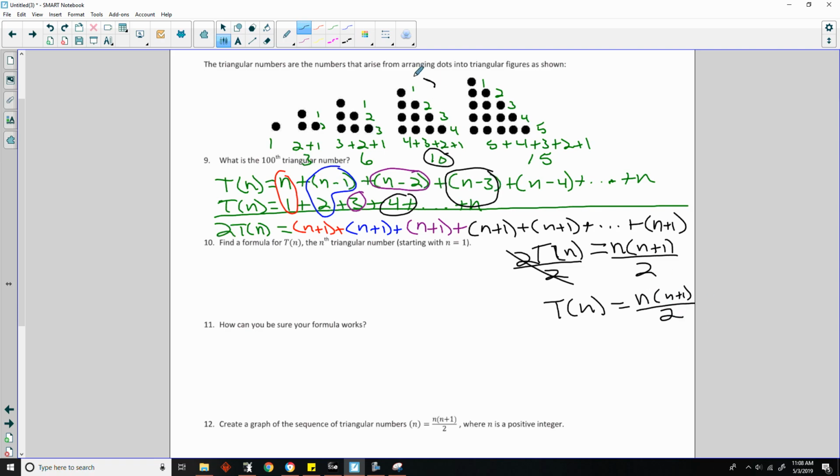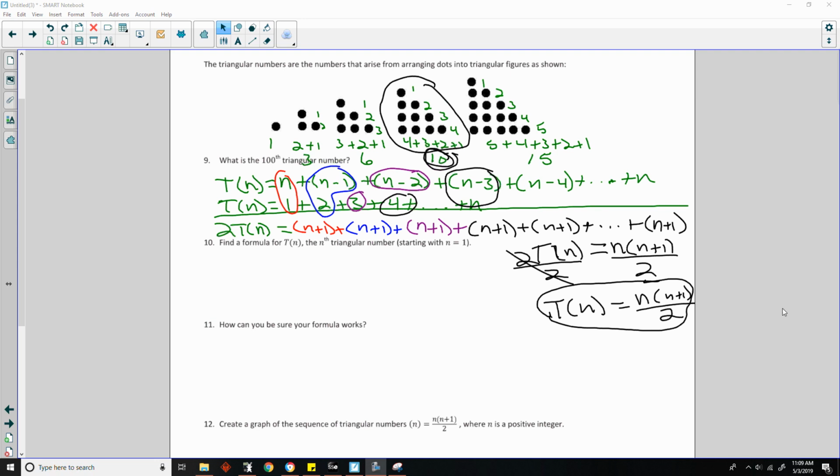So let's check that. If I used this right here, my N is 4. N plus 1 is 5. 4 plus 1 is 5. 4 times 5 is 20, divided by 2 is 10, and there's my 10. Okay. All right, so now we have it. So now it says find a formula for T of N. So there it is, starting with N equals 1. There's our formula.